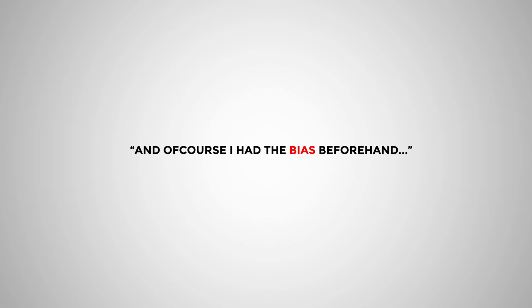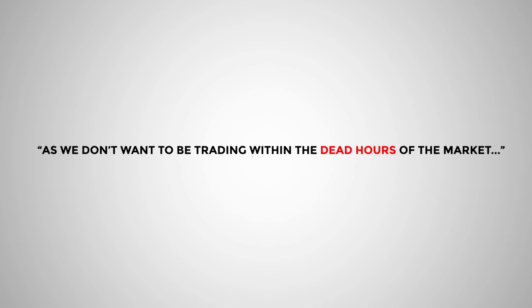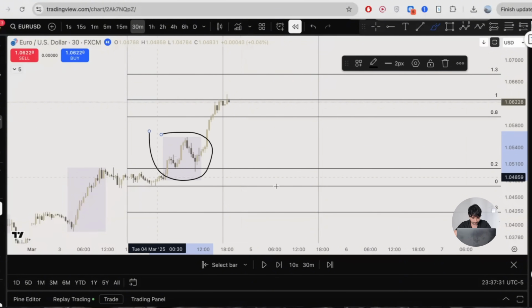And of course, I had the bias beforehand, but when I'm testing, I remove all confirmation bias. I collect all of the data, then I simply filter out my data at the end. And of course, the data confirm my bias, as we don't want to be trading within the dead hours of the market. Hence why it's super important to make sure you are trading within these hours.